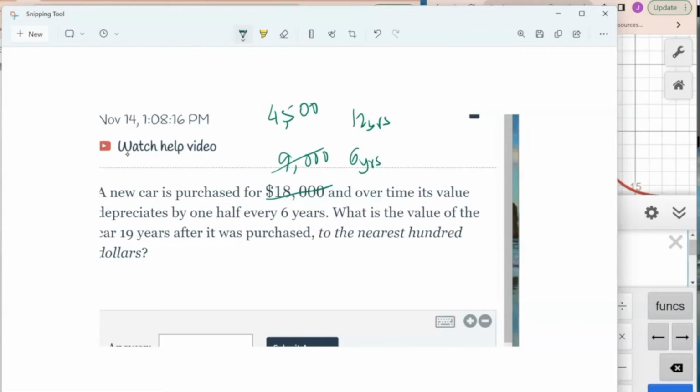But it's not asking you what your answer is in 6 years or in 12 years. Instead, it's asking you about 19 years. So 6 years from now will be 18 years. Half of that will be 2250. Okay, so that's not quite 19. So it's going to be close to this number, but not quite 19. Well, there's a little bit of a formula that we can use to figure this out instead of manually doing it by hand like the way we're doing right now.